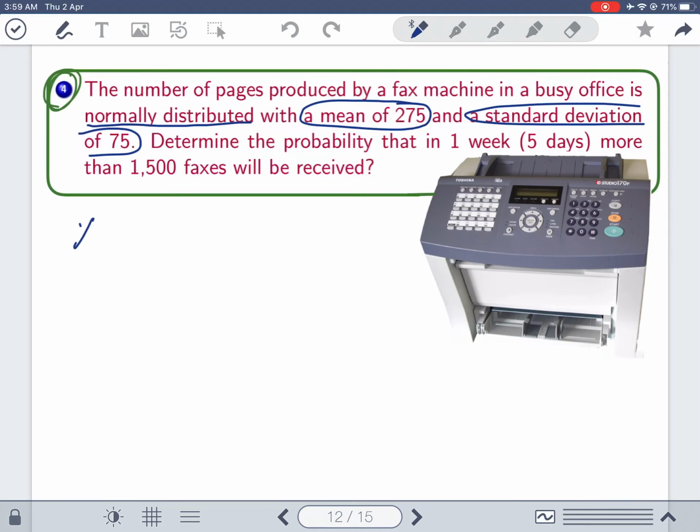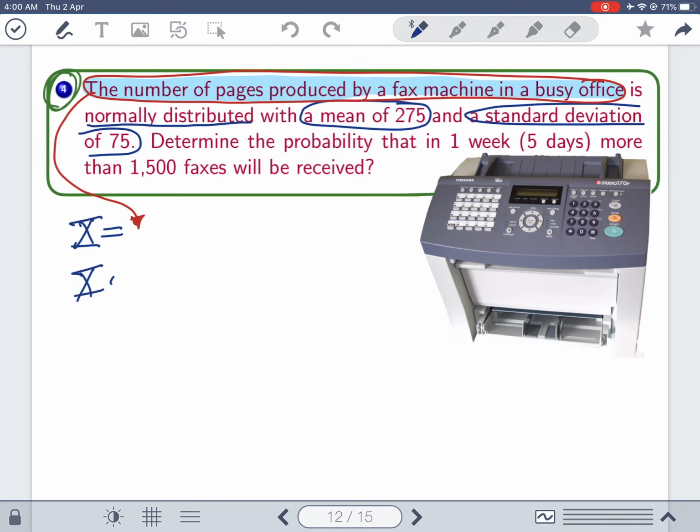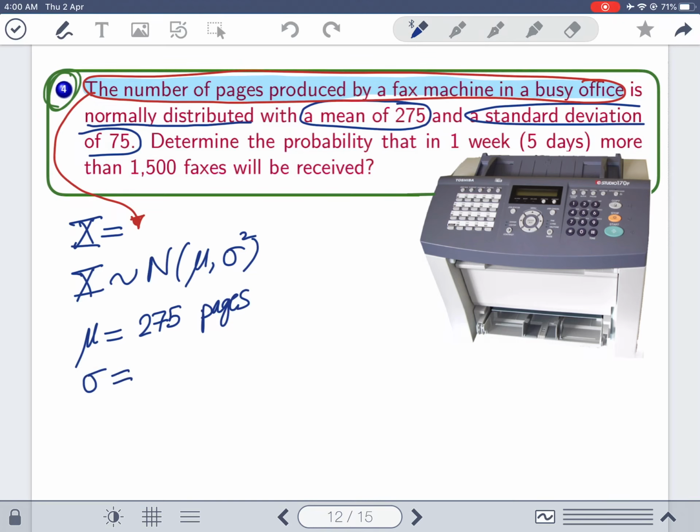So let's write it. First, what is X? This is, I'll highlight it, the number of pages produced by a fax machine in a busy office. So all of this is our random variable X. Let's just write it here, please. X is the number of pages produced by a fax machine in a busy office. Is normally distributed. So this is good. So you can say that X follows a normal distribution. And the mean and standard deviation, of course, you put squared. You put the variance when you do this. Okay, and so here, what is mu? They're giving us that mu is 275 pages. And sigma, the standard deviation, is 75 pages.